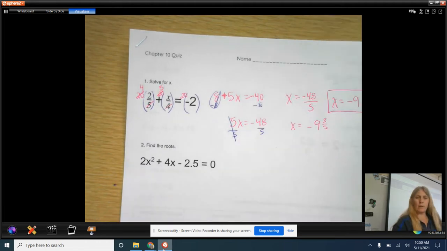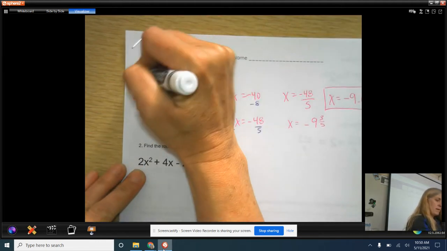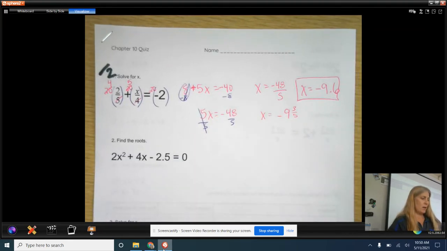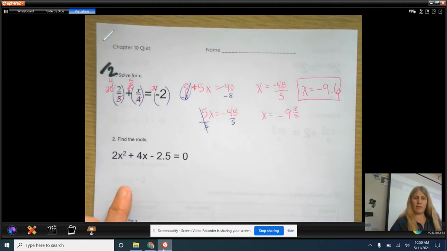So problem number 1 is going to be worth 2 points, 1 for the work and 1 for that correct answer. Okay, our next one, we're going to go ahead and find the roots.